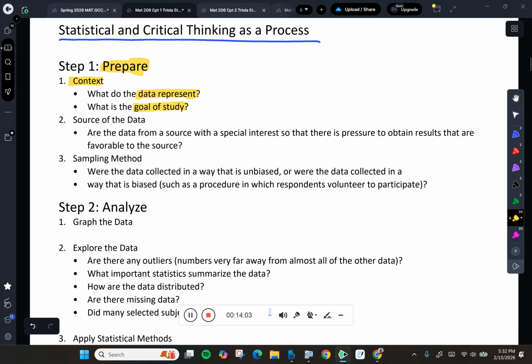So if I'm reading someone else's work, someone else's statistical information, I want to know what's the data? What question was asked? How did they get it? What's the goal of the study? Right? What's the source of this data? Did it come from a special interest group? Was there pressure that was put on them to obtain results? Right? Back in the day, and this is kind of old, but it's still relevant, the big tobacco cigarette manufacturers put out lots of studies that said smoking did not cause cancer and it wasn't bad for your health.